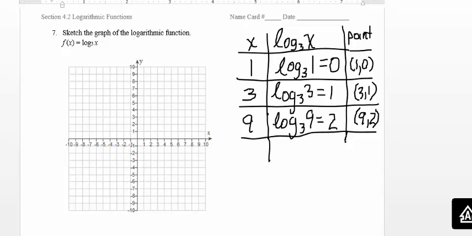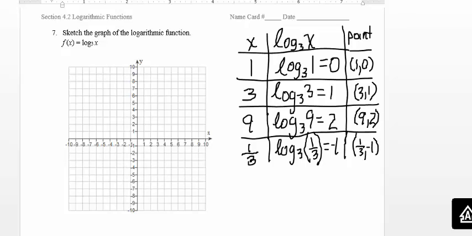And then if I pick 1/3 as my x value, the base 3 log of 1/3 is the power I apply to 3 to get 1/3. And that power is negative 1. So I'll be graphing the point (1/3, -1).